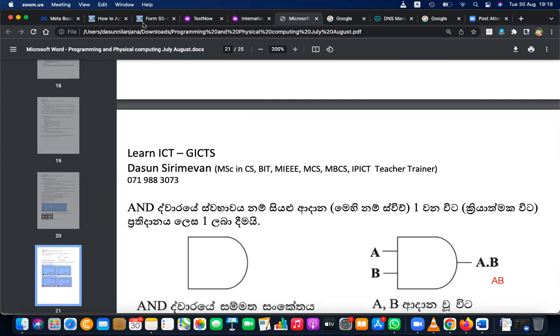Yes. What is the expression? What is the symbol? Yes. A triangle. Sorry. A triangle. OR gate. I'm asking about the OR gate, right?